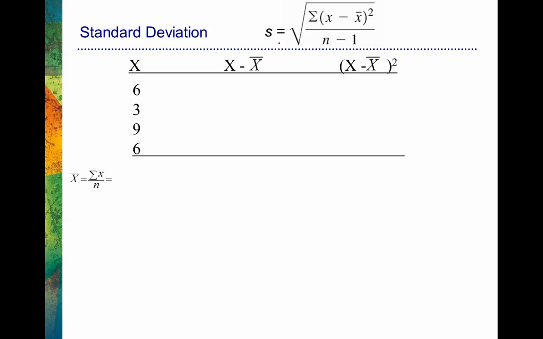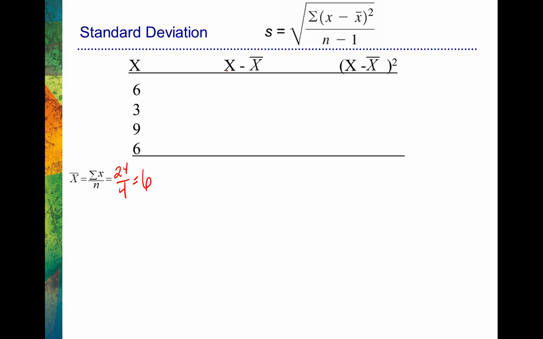Clearly here I'm going to have to start by computing the mean because I can't subtract the mean from every single score until I know what the mean is. So let's compute the mean real quickly. 6 and 3 is 9. 9 and 9 is 18. 18 and 6 is 24. So a lot of this we can just do in our heads. 24 divided by n, our n equals 1, 2, 3, 4. Okay, so 24 divided by 4 equals 6. So we see that our sample mean equals 6.